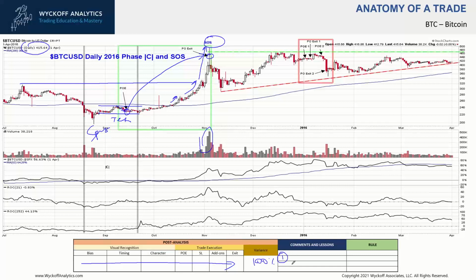The only question, Aaron, that I would be asking here is, did you have any add-ons as the price was going up? So let's kind of look, and we don't know the answer to this, but let's look at where potentially Aaron could have added here. So Franz, where do you think are the add-on spots?